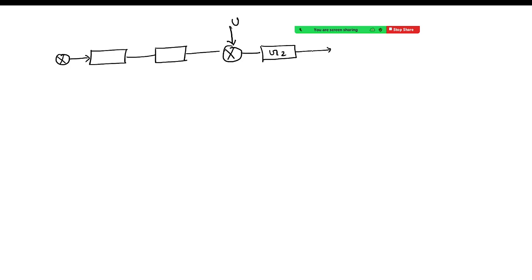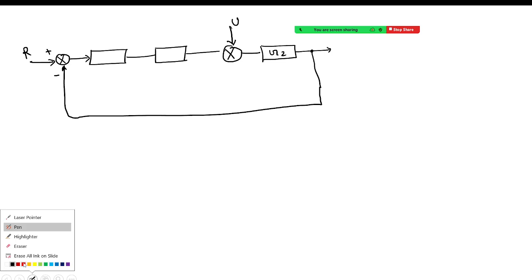And after that, from this point, there is a feedback, right? Whenever you see this output is coming back to the input and getting compared at the comparator, then it is feedback. If here it is negative, then it is negative feedback, right? So we'll have to see the sign of feedback. If it is negative, then negative feedback, and if it is positive, then it is positive feedback.